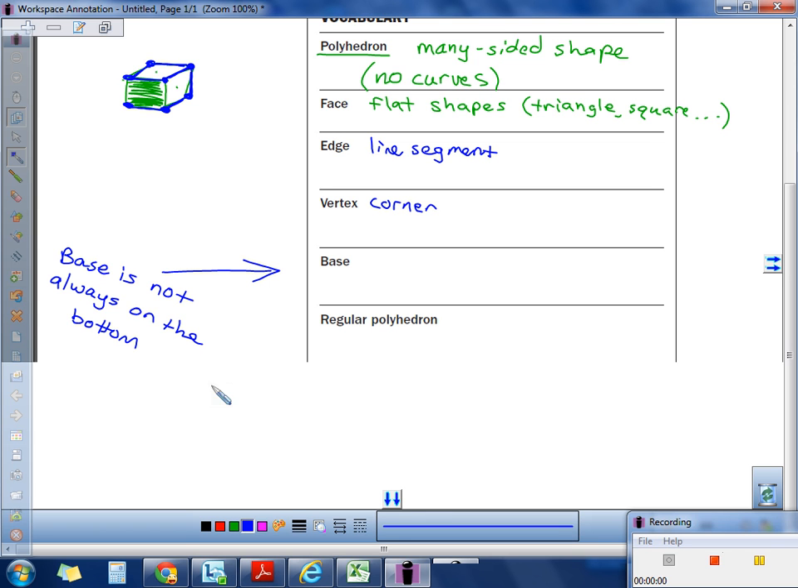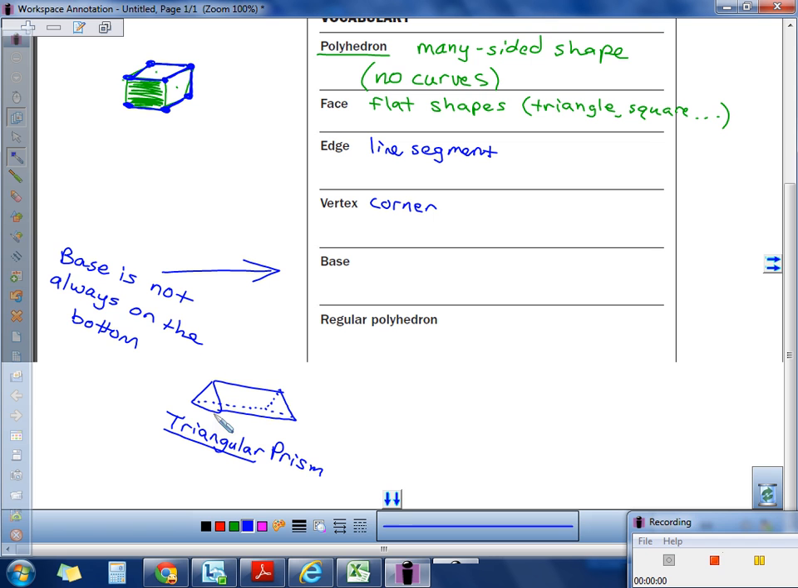But if I have this shape, does anybody know the name of that one? This is a type of prism. It's actually called a triangular prism. The neat thing is it is named by its base. So what shape is the base? It's a triangle. However, is the triangle on the bottom? No. In this case, it's a rectangle on the bottom. It's not a rectangular prism, though. It's named by its base.